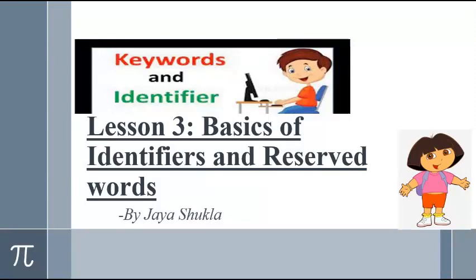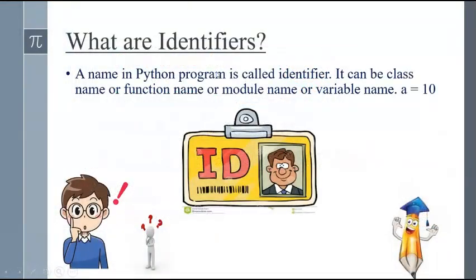The next slide is what is an identifier. What are identifiers, basically? For learning any programming language, you have to start from the root. It's my strategy to learn new things. A name in a Python program is called an identifier. It can be a class name, function name, module name, or variable name. We can also know all of these as identifiers.